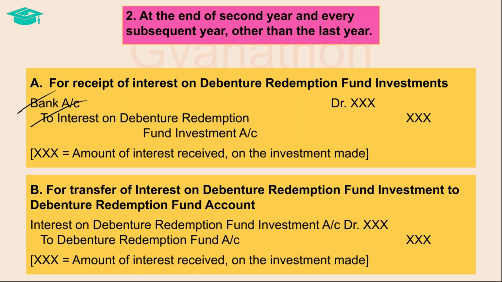Interest on debenture redemption fund investment account is basically an interest account. And when interest is an income to the company, it must be credited. Hence, the credit to the interest account.